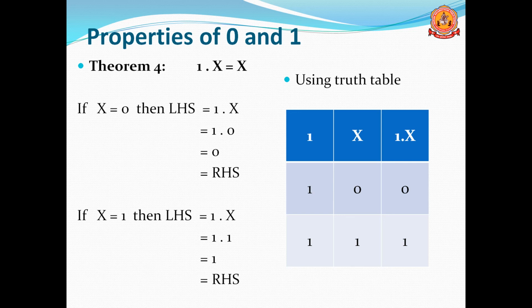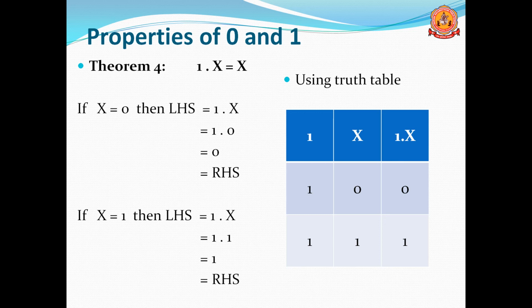Last one is 1 dot x equal to x. What is x? That should be the output. If x is equal to 0, then 1 dot x is 1 dot 0, which is 0, and here the x value is also 0. So it is proved. And if x is equal to 1, then the left hand side 1 dot x means 1 dot 1. The x value is 1, so 1 dot 1 is equal to 1. So the theorem is proved.